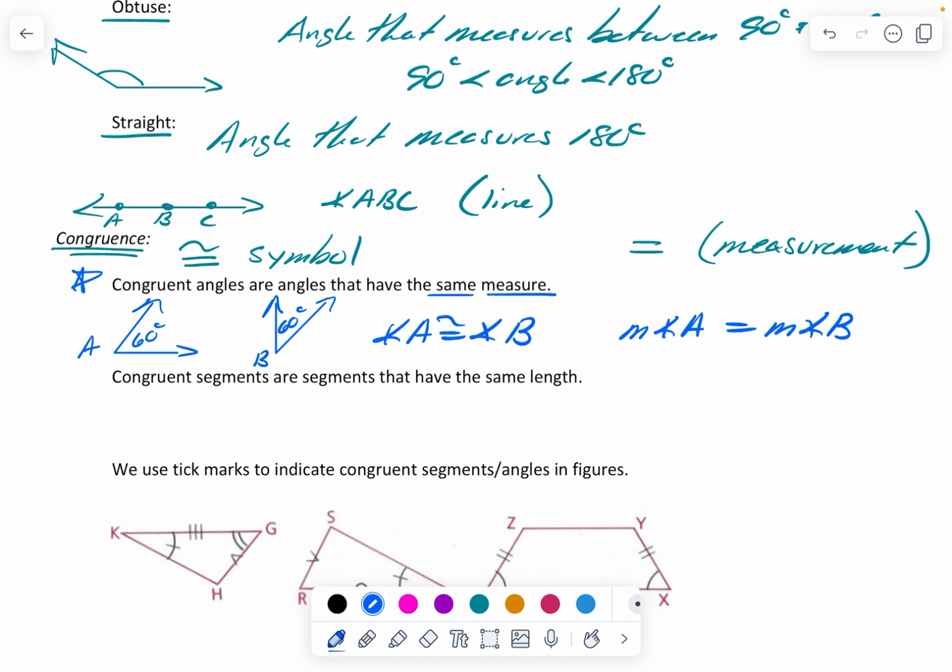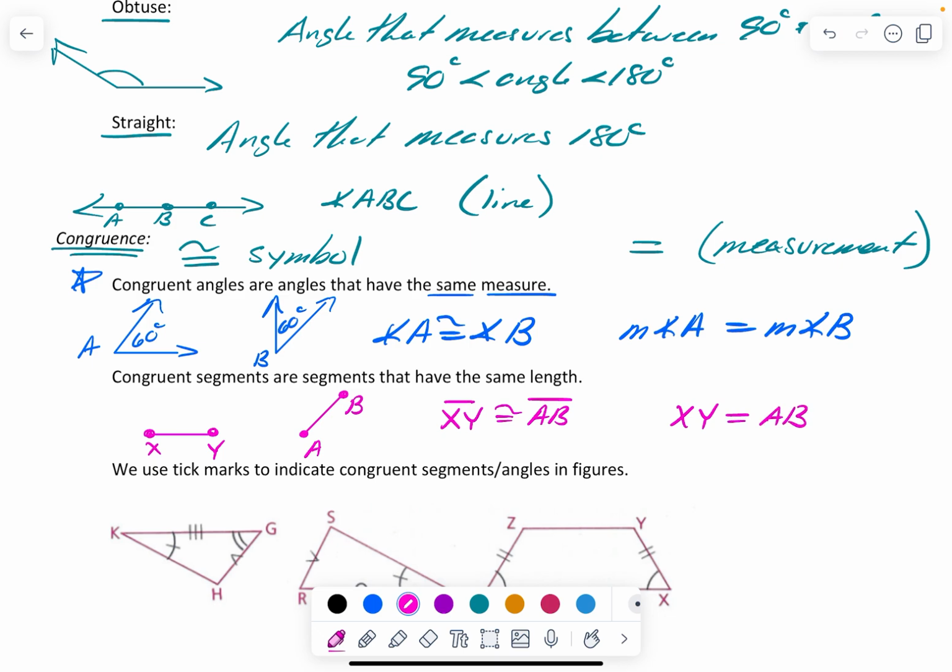Similarly, for these segments, maybe we have segment XY, and we have another segment, oh no, not the same, AB, we'll call it. And we would say segment XY is congruent to segment AB, but that means the measurement of XY is equal to the measurement of AB. Notice no lines.